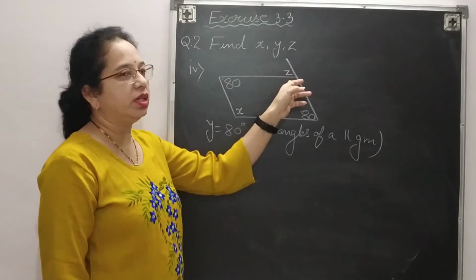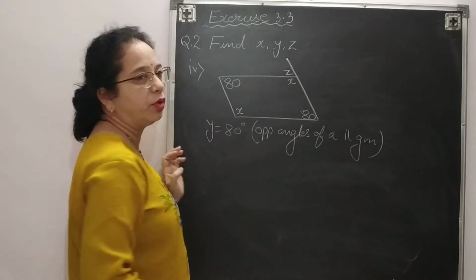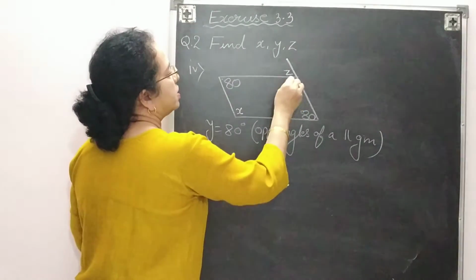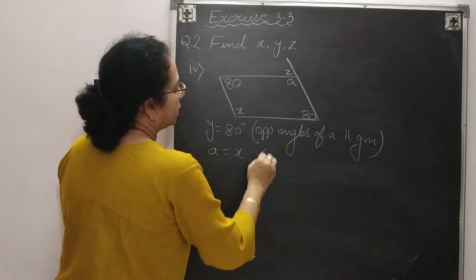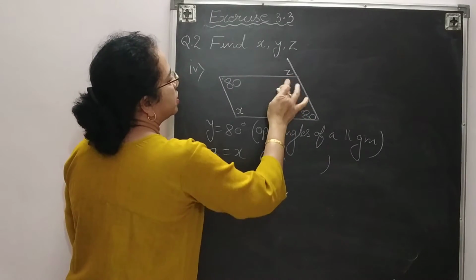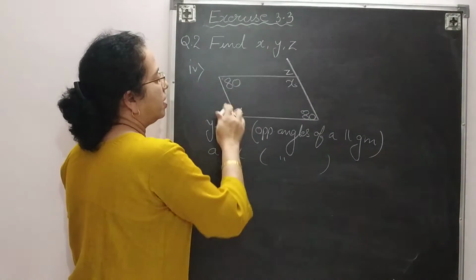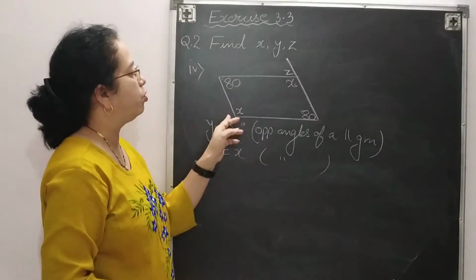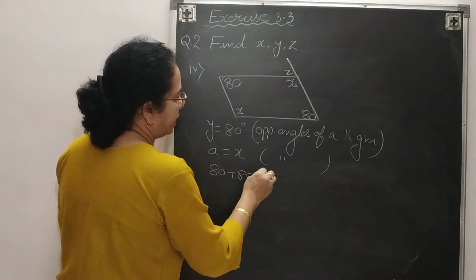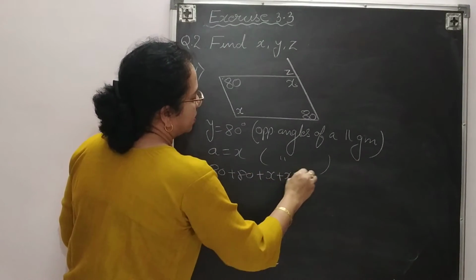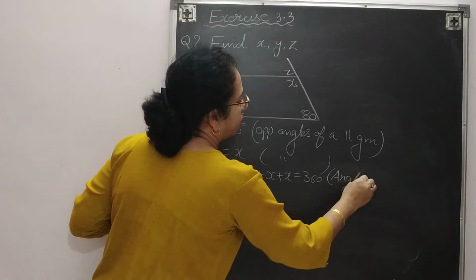Similarly, you can find this also as x. You can say any letter. This is also x because opposite angles are equal. Or you can say here a, or a is equal to x. The reason is the same. So afterwards this is also x. So now by using angle sum property of a quadrilateral, you can find out x. So how can you write this? 80 plus 80 plus x plus x is equal to 360 degree. The reason is angle sum property.